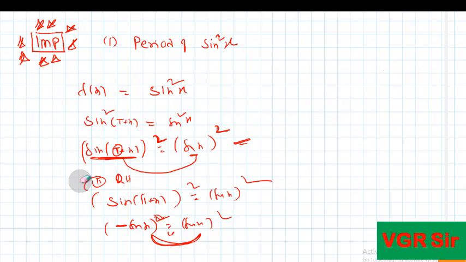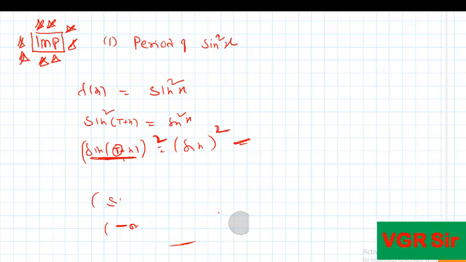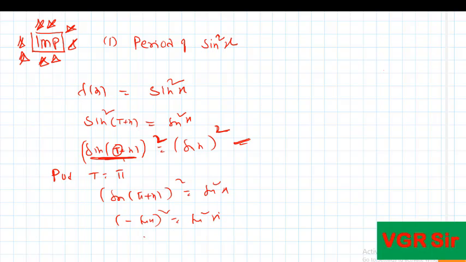Don't confuse, by using definitions you can complete it. So final conclusion: put t equal to pi and check. 2 pi will satisfy, 4 pi will satisfy, we need to check whether pi will satisfy or not. Sin of (pi plus x) whole square equals sin square x, or minus sin x whole square equals sin square x, or sin square x equals sin square x. Therefore, the period of sin square x is pi. This is one way to find the period of this function.